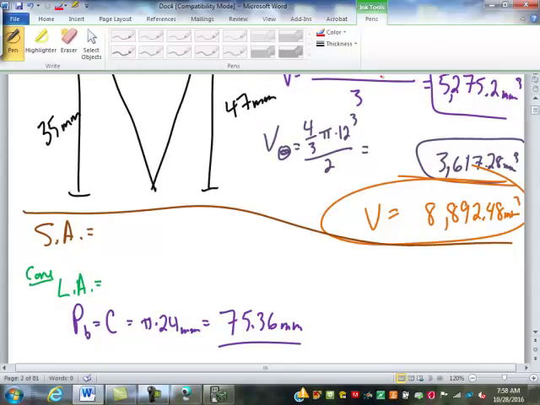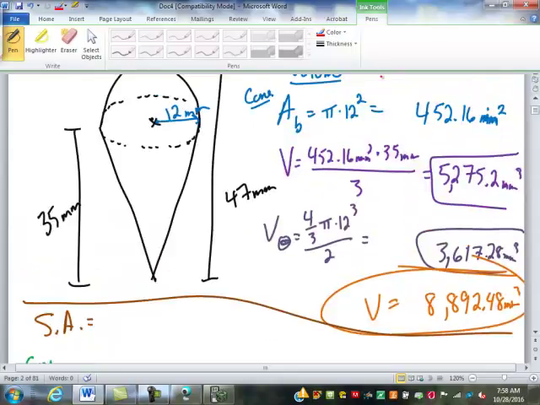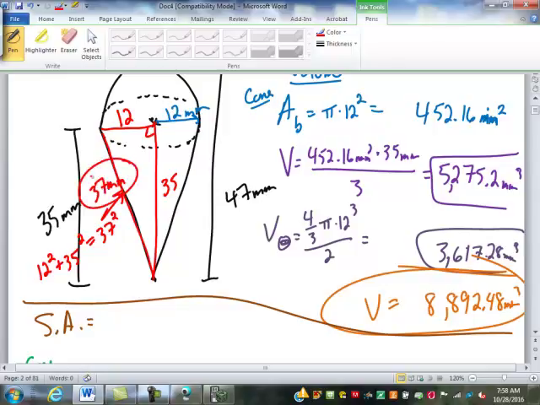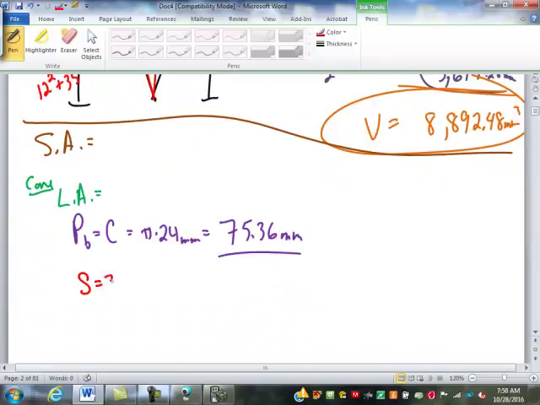Are we going to multiply that by 35? No, because this does not go straight down anymore. It goes at a slant. We've got to find that slant. Since this is 12 and this is 35, this is found by doing 12 squared plus 35 squared, adding them together and square rooting, which will give us 37. So the slant is 37 millimeters.